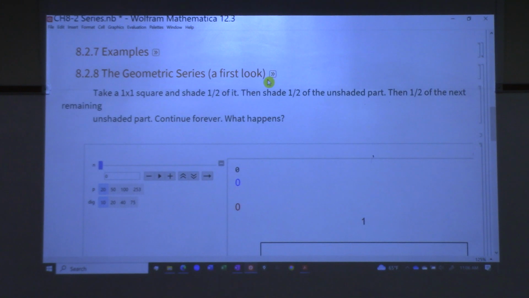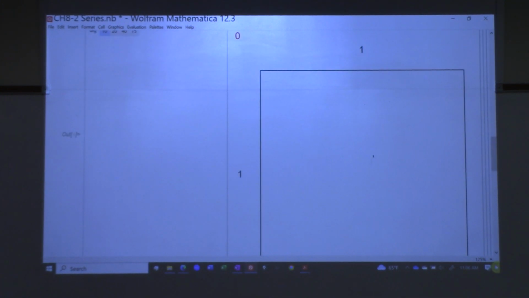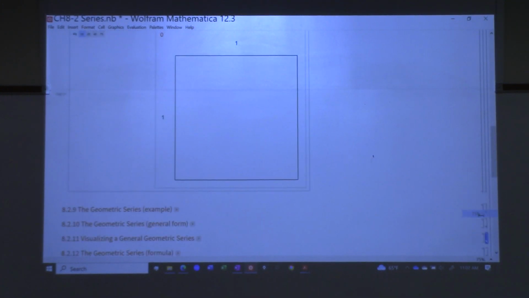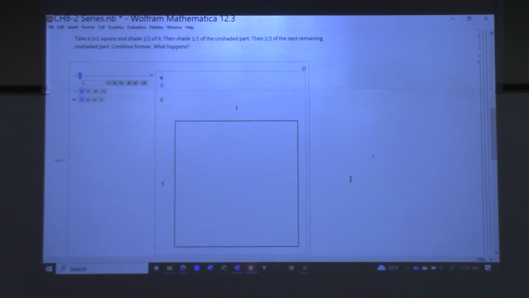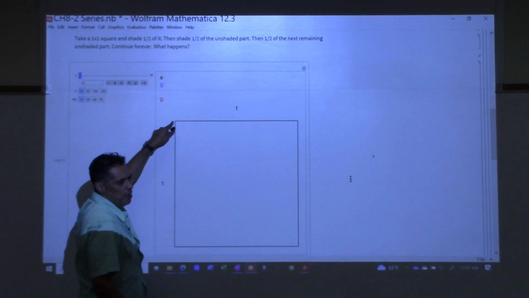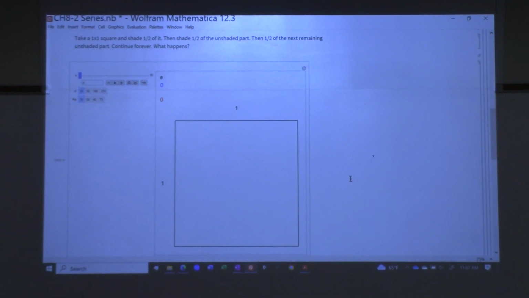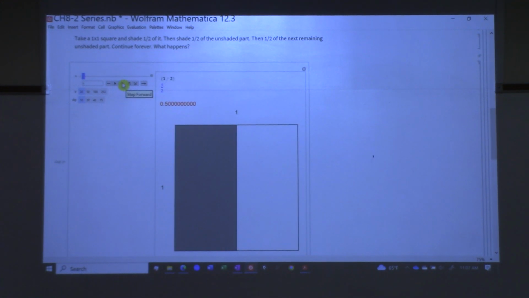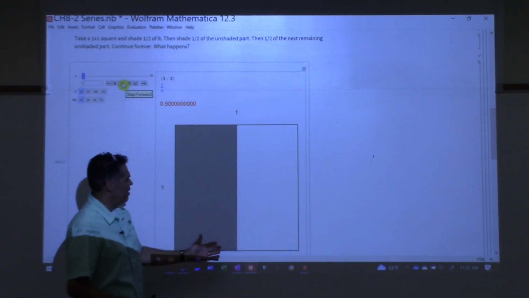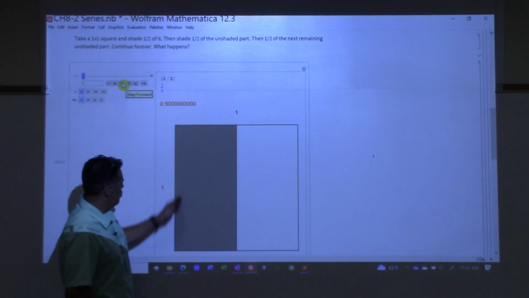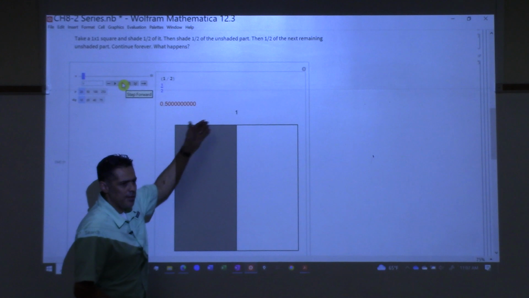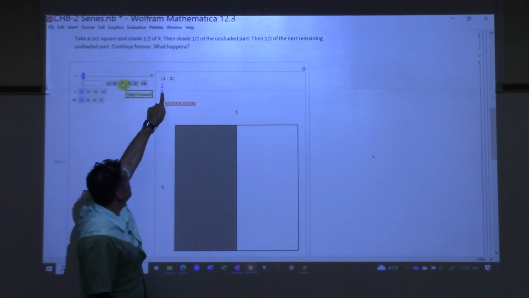So here's your first look at it. What I have here is a square, and this is a 1 by 1 square, so 1 foot by 1 foot. And what I'm going to do is take half of this square and find the area of half of it. Half, what's this area? 1 by 1 is 1. It's 1 by half. 1 times a half is a half. So I have 1/2, right?